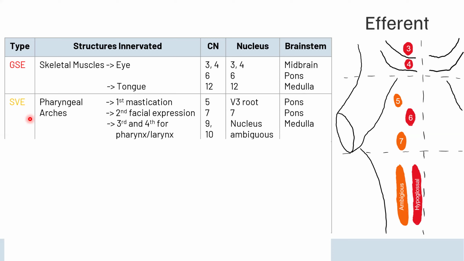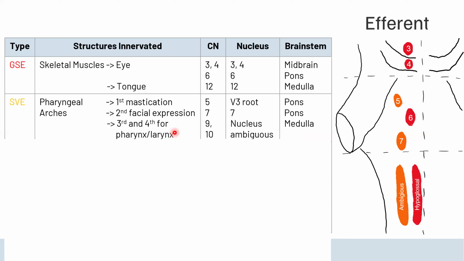Nucleus ambiguus is a nucleus that is basically responsible for providing the motor supply to the third and fourth pharyngeal arch. That is what goes to the pharynx and larynx. It does not care what nerve carries it or who comes to it. It was called the nucleus ambiguus because it did not have a very specific shape. No one really knew what it was, and so because of that, it was given this ambiguous name.